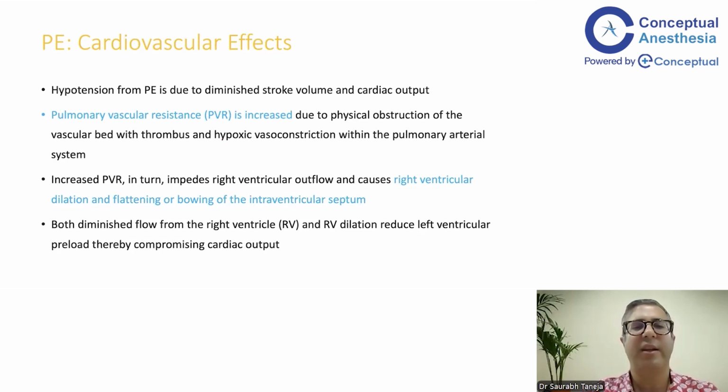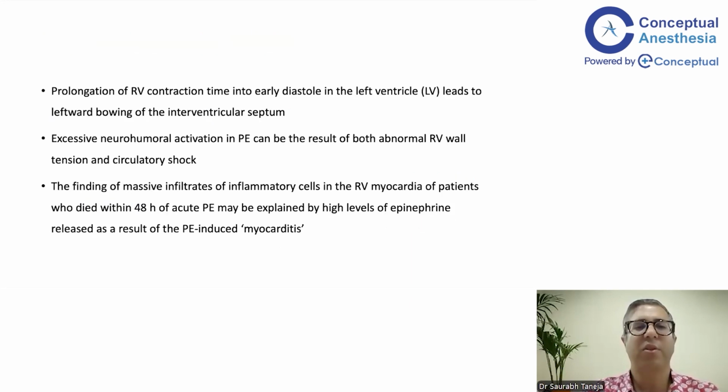There is right ventricular dilatation. Remember that that is present in many cases, but you should have a setting of pulmonary embolism. When you suspect a massive pulmonary embolism and you do a 2D echocardiography, you will find many things, and I'll be talking about them. So it causes right ventricular dilatation and flattening or bowing of the intraventricular septum. So the septum goes from the right towards the left. Prolongation of RV contraction time into early diastole in the left ventricle leads to leftward bowing of the intraventricular septum. Then there is excessive neurohumoral activation, which leads to both.